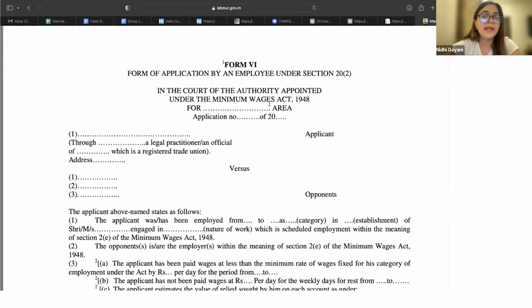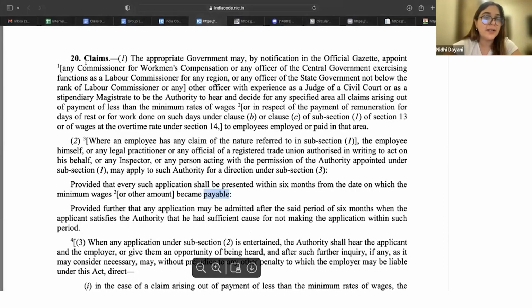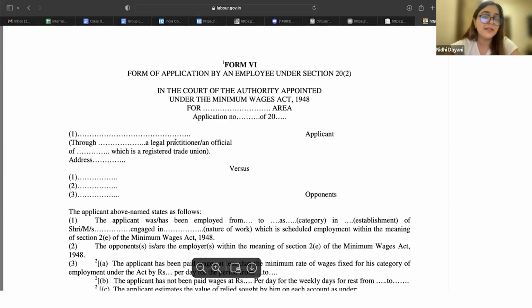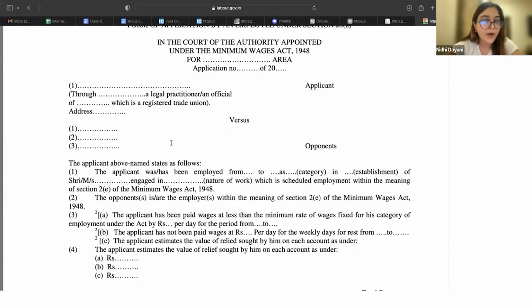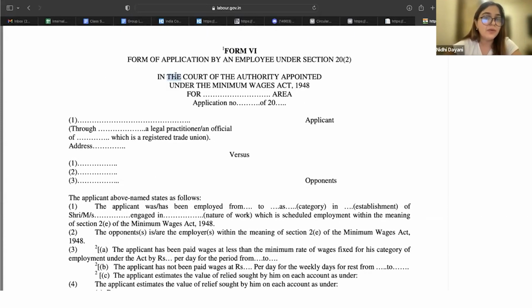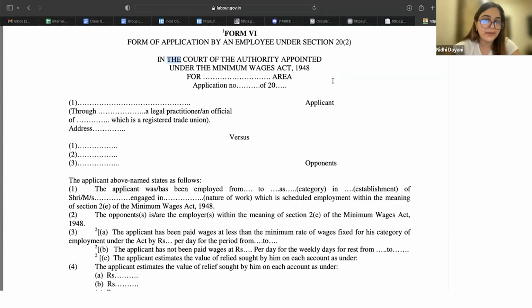Form of application by employee under section 20 clause 2. I am reading section 20 clause 2. This is where the rules come in. So the format has been given. You will go forward, of course, to the authority appointed. It could be a civil judge, it could be the labor commissioner, regional labor commissioner. You will have to check for your area.